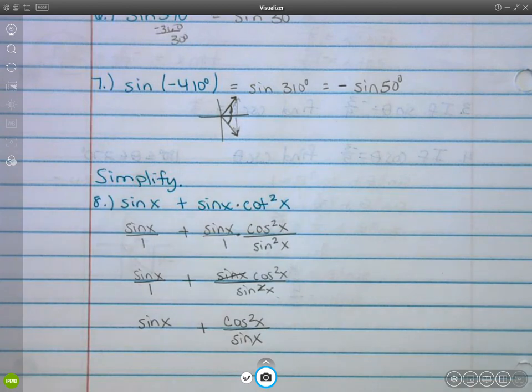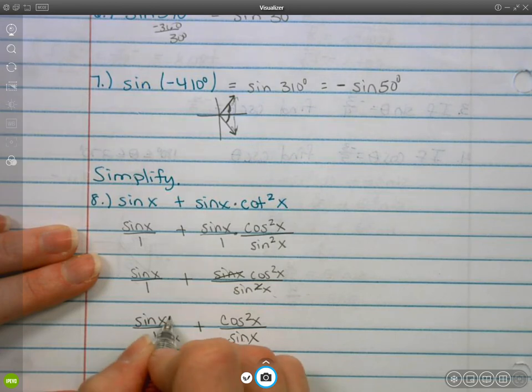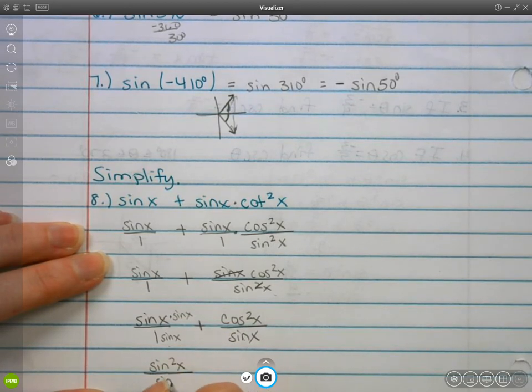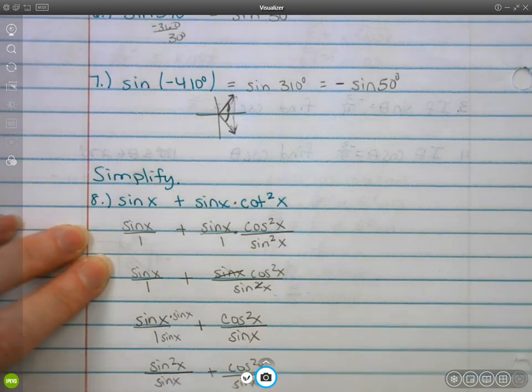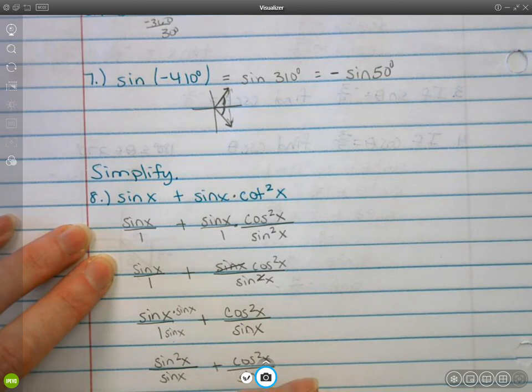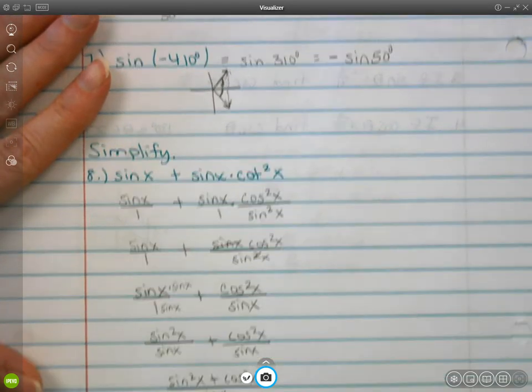All right, so over here, I need to get common denominators. So this is over 1, so I just need it to be over sine. Well, if I put a sine on the bottom, I got to put another sine on top. So I have sine squared over sine plus cosine squared over sine. Now that I have common denominators, I can write it as sine squared plus cosine squared. I know I don't always say the x when I'm saying it, but make sure you don't leave it off when you're writing it, because then you're writing something that makes no sense.